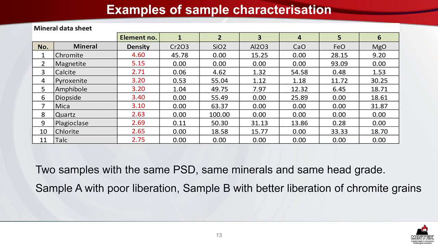So to show the effect that liberation can have, let's assume two identical samples, sample A and sample B, and they are identical in many ways. They have the same size distribution, they have the same amount of mineral in every size class, they have the same head grade, they have the same grade in every size class. The only difference is the amount of liberation from chromite grains to gangue. So in sample A we'll have very poor liberation, and in sample B we'll have very good liberation. And you won't know this from chemical analysis, you won't know this from size distribution. You need the mineralogy to be able to make that distinction.